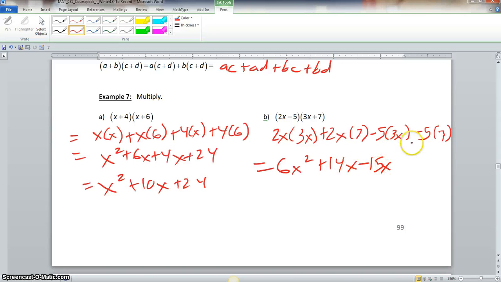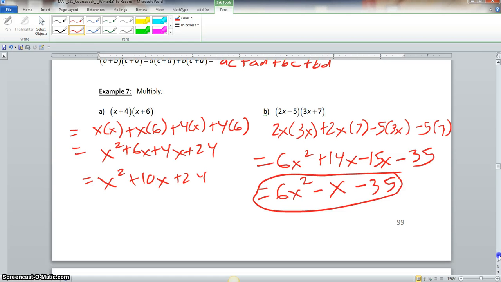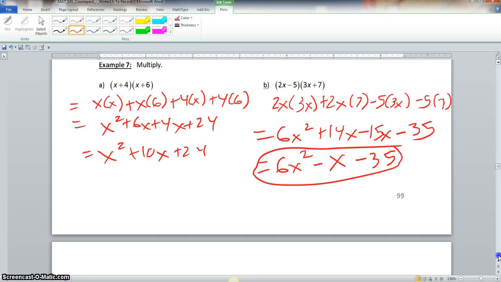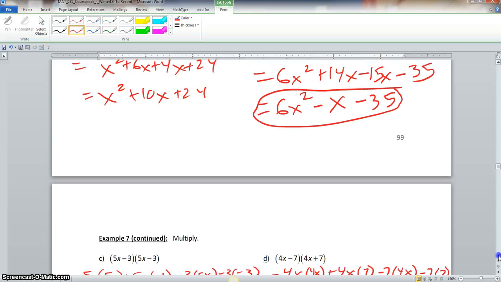Picking up where we left off, we needed to take a minus 5 times 7, which gives us minus 35. Now we combine like terms. We have 6x squared, 14x minus 15x will give us a minus x, minus 35. So this is our final answer. Now, we scroll down to the next problem, which is example 7 continued.